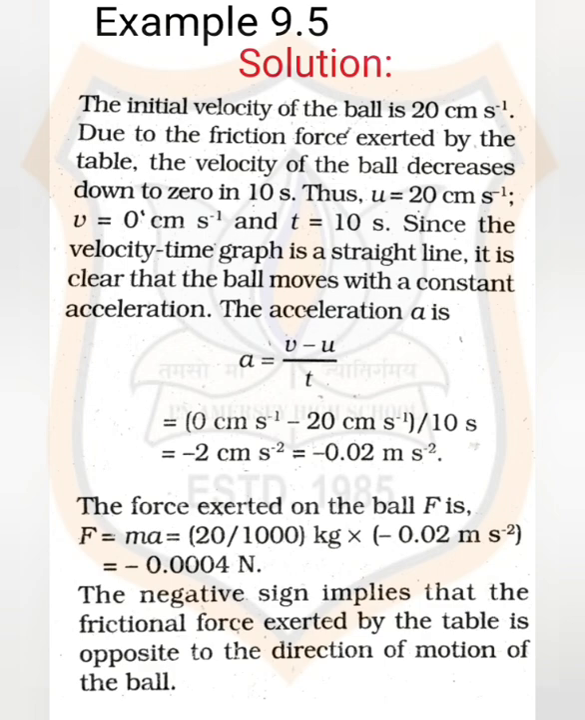The force exerted on the ball, F, will be equal to ma, that is the mass, 20 divided by 1000 kg, into the acceleration minus 0.02 meter per second square. And on solving this we will have the answer minus 0.0004 newtons. And the negative sign implies that the frictional force exerted by the table is opposite to the direction of motion of the ball.